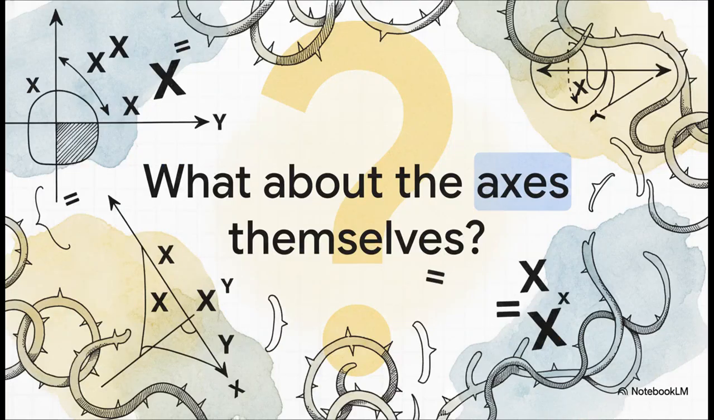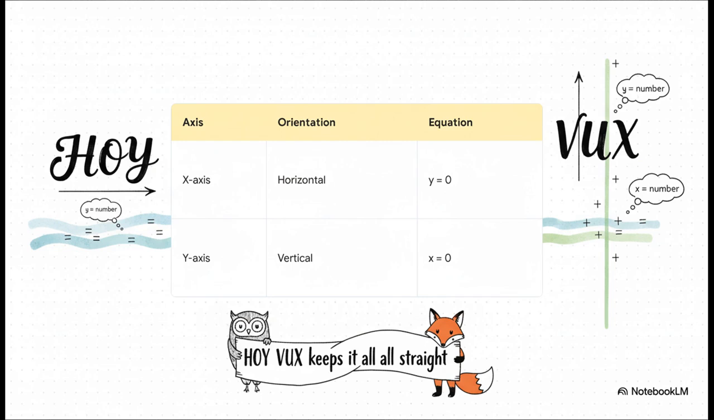Okay, this next trap, this is where so many people get tripped up. The axes themselves. I mean, it just feels like the equation for the x-axis should have an x in it, doesn't it? It seems logical, but it's a trap. But HOY-VUX saves us again.